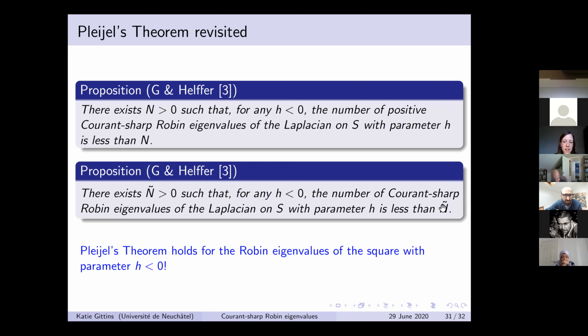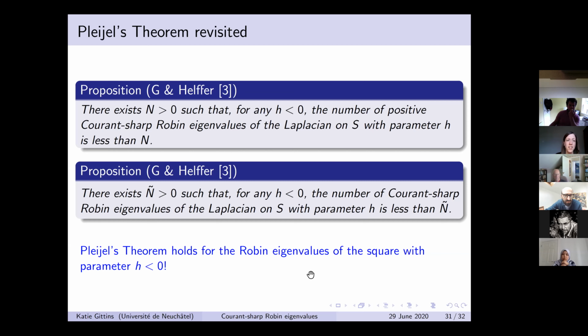And you can see that if my H under consideration was smaller than the H star that I just mentioned for the 0q, 1q case, then the n tilde is just going to be the number of positive ones plus 4. So we do have a Pleijel theorem for the square when H is negative. And that's what we could get out of the result I just mentioned.